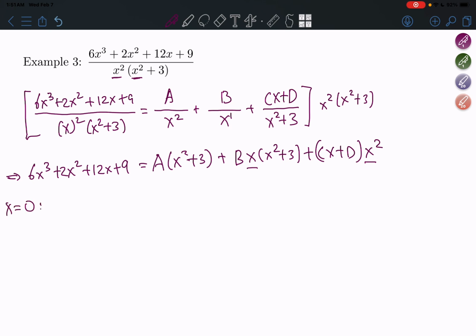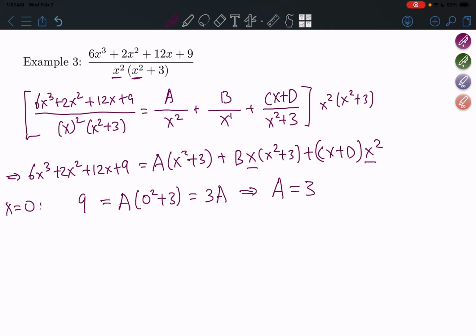Once I plug in 0, the left-hand side becomes 9, because all the terms with x's go away, equals a times 0 squared plus 3, which is of course just 3. And then the bx times x squared plus 3 goes away, and cx plus d times x squared goes away. So you just have 3a, and of course that's going to tell you that a is equal to 3.